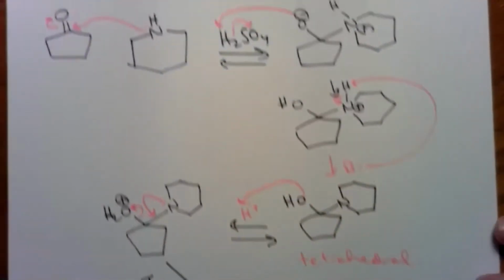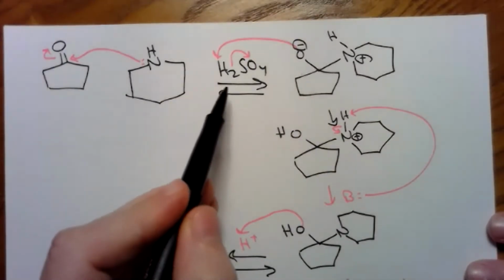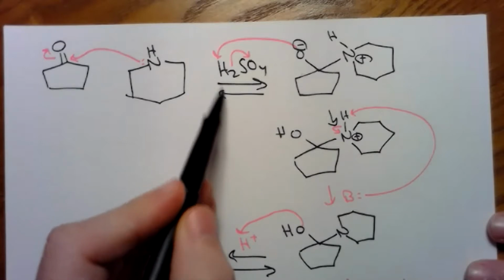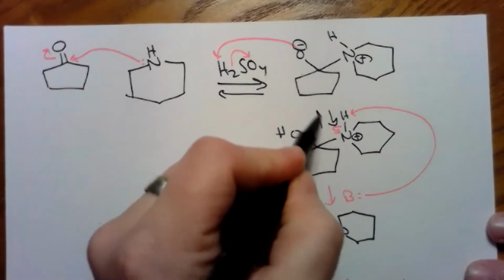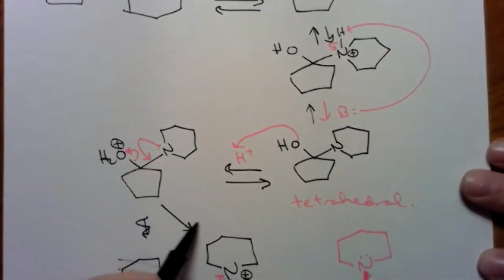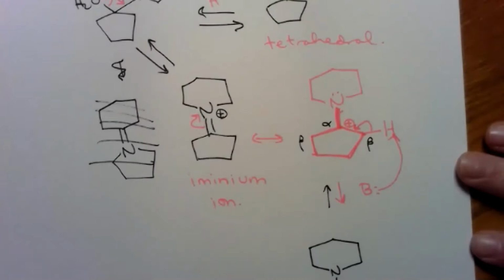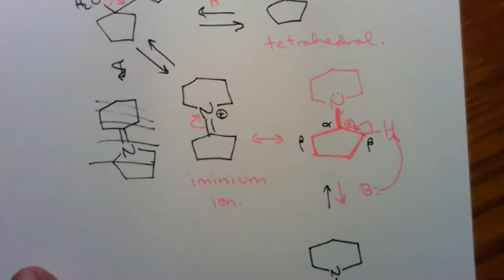Two more small points to make about this enamine formation. Like the last one, this one started out writing it as equilibrium, and then I stopped. Well, actually, I did do it right there. Go me, hooray. This is an equilibrium process. This whole reaction, just like the last one, is an equilibrium process. All of the steps are totally reversible.